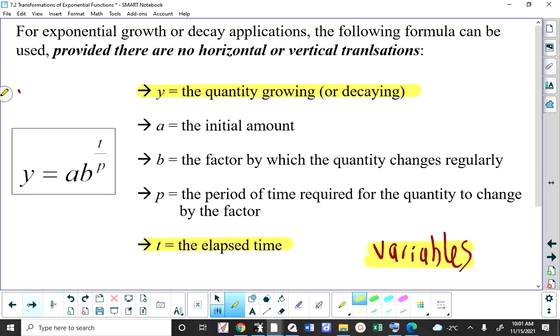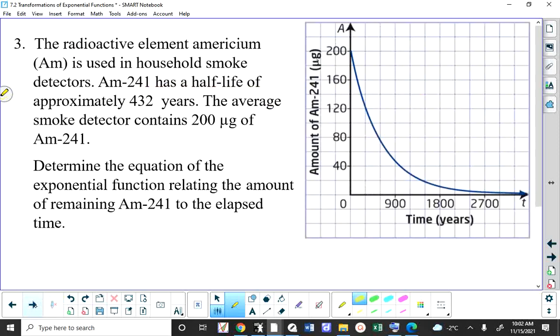In the problem that JV asked about at the beginning of class, P would have been 1 because it happened every 1 year. And that's why I assigned those problems last week, because you couldn't do it otherwise. So now let's take a look at this question.